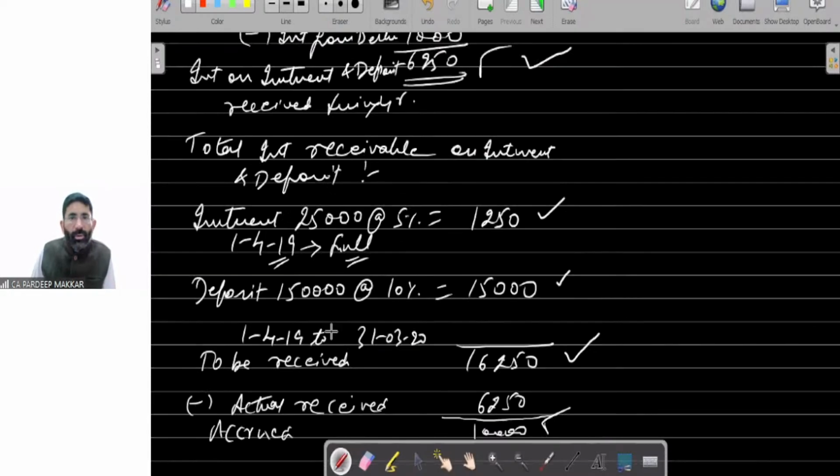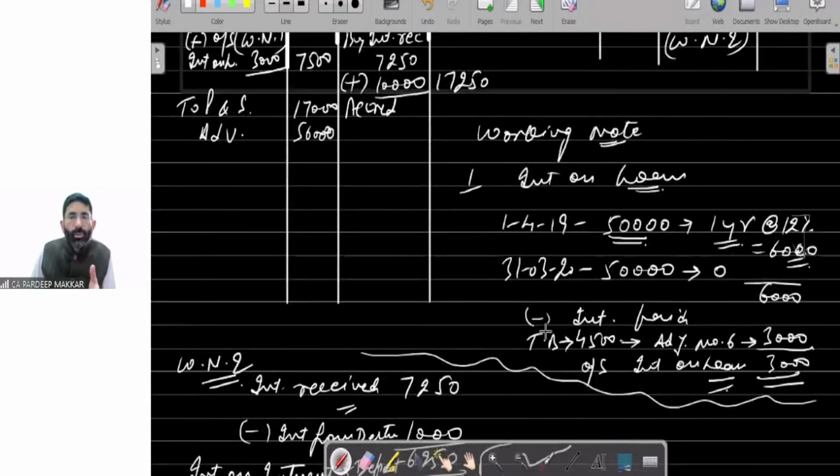Loan from... interest on loan, that was also the same. On 1 April we have taken a loan worth rupees 50,000, that is given in adjustment number 4. We have to correlate with the adjustments, beta, and the interest is for 1 year, because from 1 April to 31st March we have to calculate the interest, because my closing date is 31st of March. Then another 50,000 loan is taken by me on 31st of March, only then it becomes rupees 1 lakh, which is given in your trial balance.